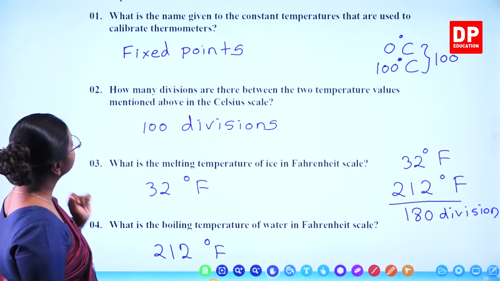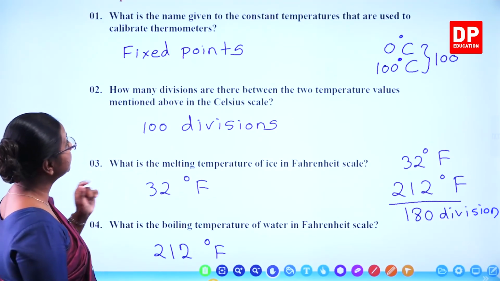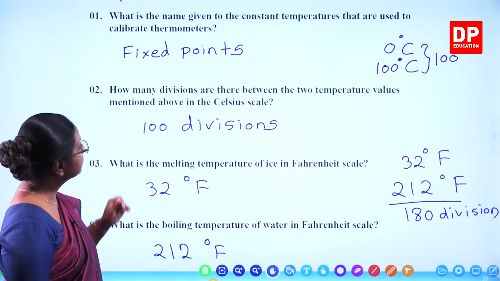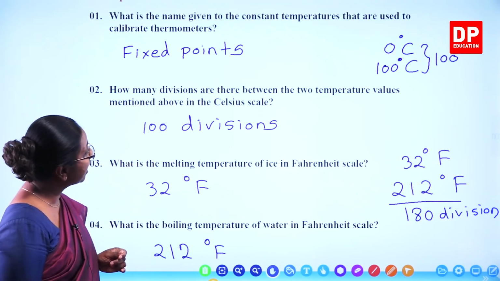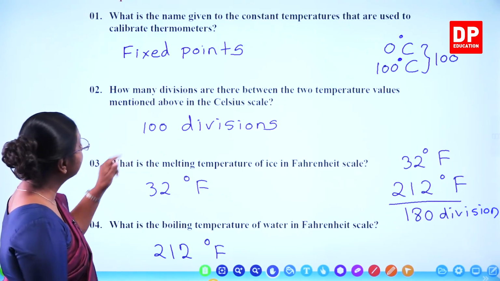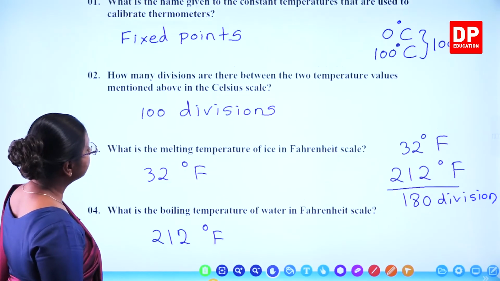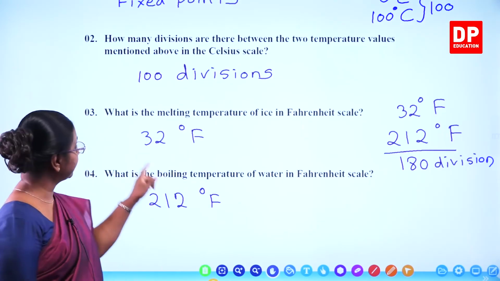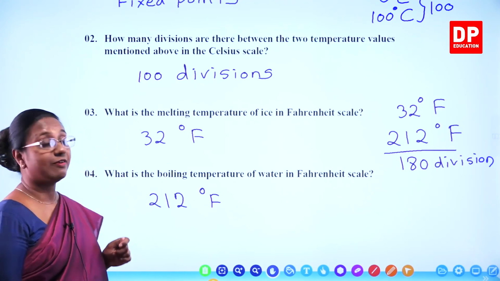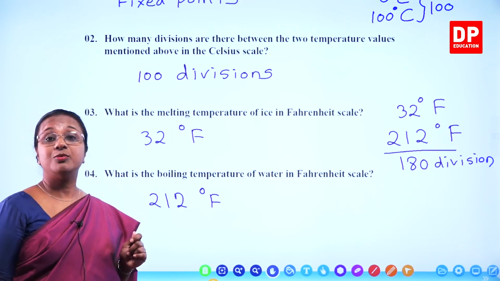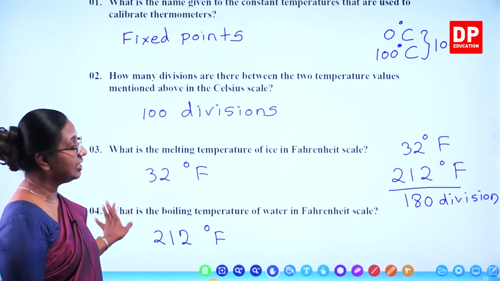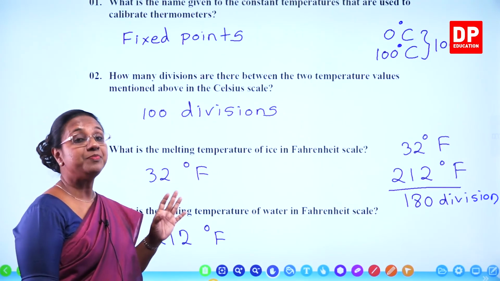If I go back, what is the name given to the constant temperatures that are used to calibrate thermometers? They are known as fixed point. And in Celsius scale, how many divisions are there between the temperature values mentioned above in the Celsius scale? There are 100 divisions. And what is the melting temperature of ice in Fahrenheit scale? 32 degrees Fahrenheit. And what is the boiling temperature of water in Fahrenheit scale? That is 212 degrees Fahrenheit. So I am sure you also can remember all these values, students, and you have answered them correctly.